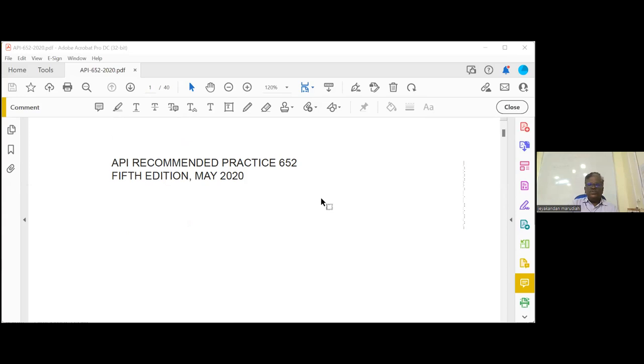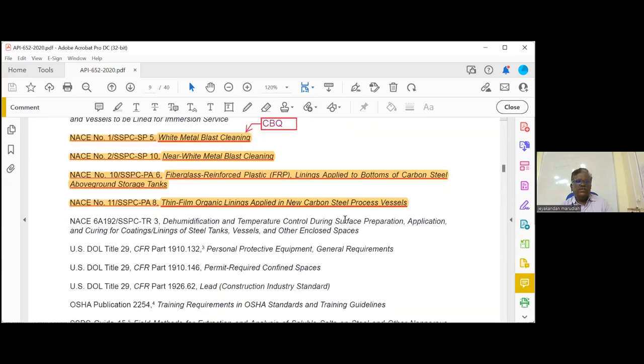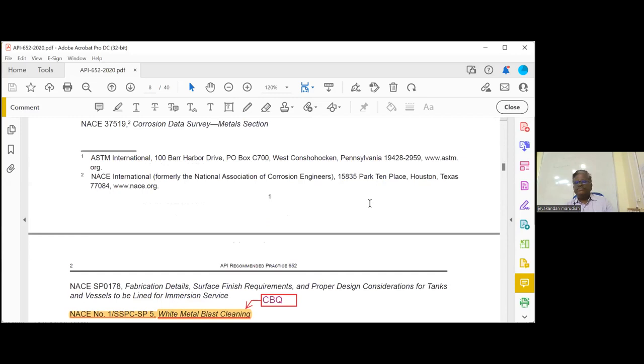Okay, so please take the code book. We'll continue with the code book, 652. Again, there will be around 6 questions. It was revised in 2020 with a lot of corrections. Almost, they changed the entire code book. Okay, so we'll go through the book. Please go to the terms and definitions.